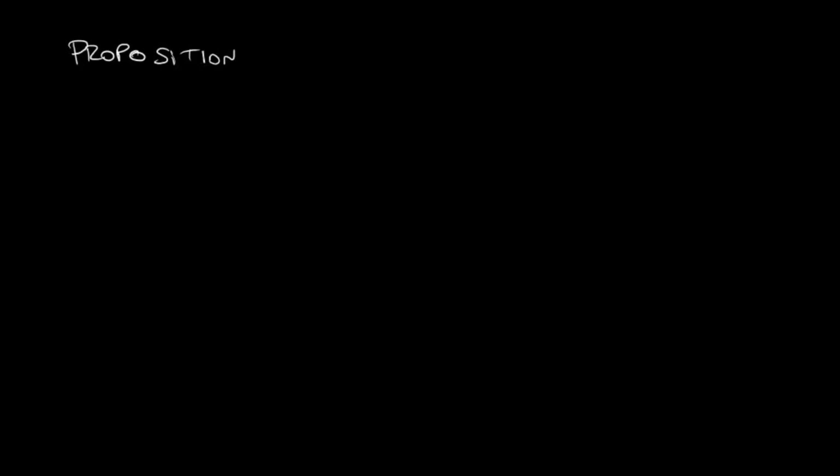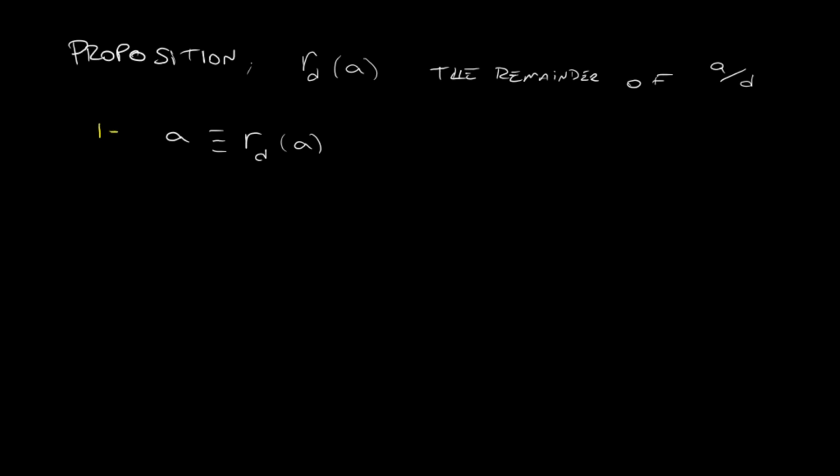Let's now prove a proposition. What we're going to do is call R sub t evaluated in A the remainder of the division A divided by t. The first thing we have is that A will be congruent to R t of A, the remainder, mod t.